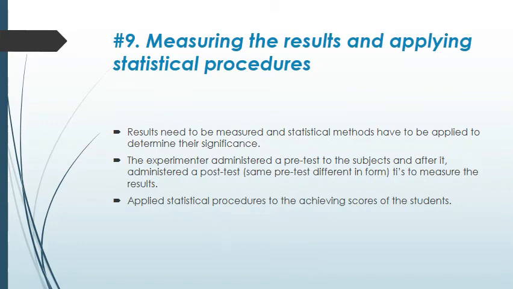Another procedure in conducting the experimental plan is measuring the results and applying statistical procedures. Results need to be measured and the statistical methods have to be applied to determine their significance. The experimenter should administer a pretest to the subjects and after it administer a posttest. A posttest should be the same as the pretest but different in form. This is to measure the results. And after that, apply statistical procedures to the achievement scores of the students.